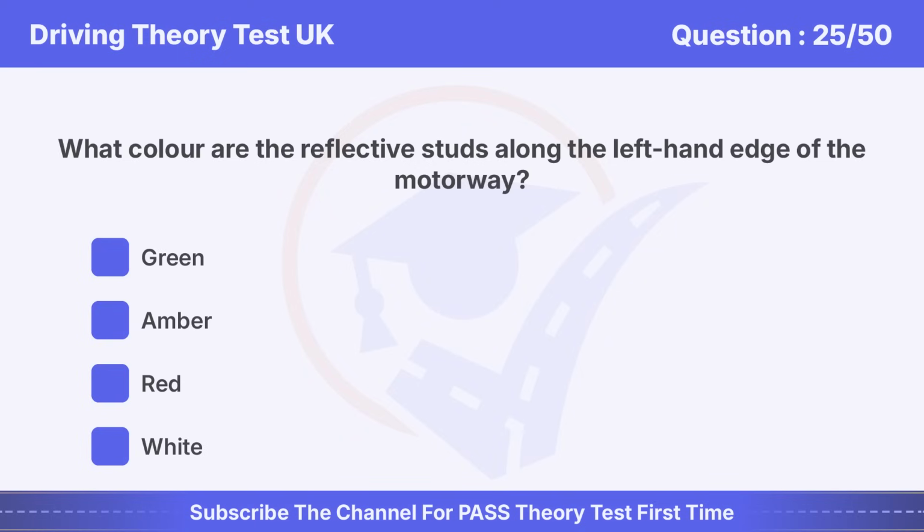Question 25. What color are the reflective studs along the left-hand edge of the motorway? Option A. Green. B. Amber. C. Red. D. White.